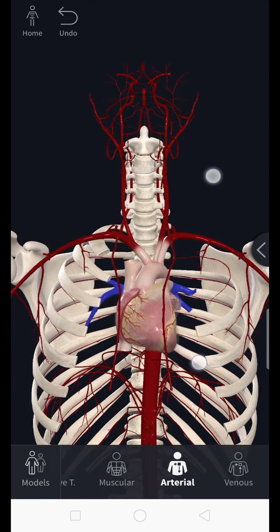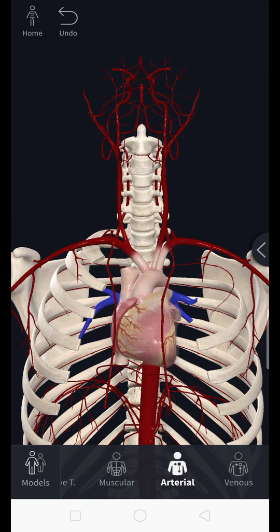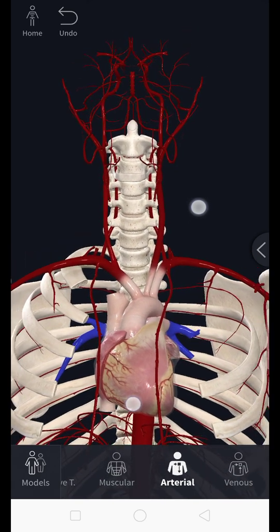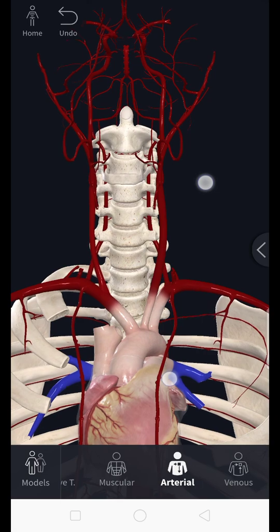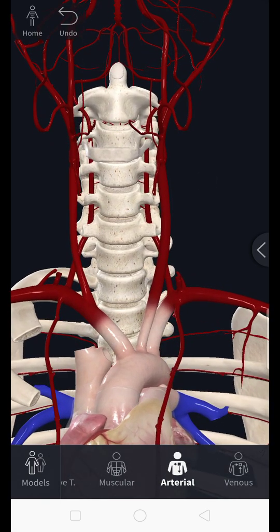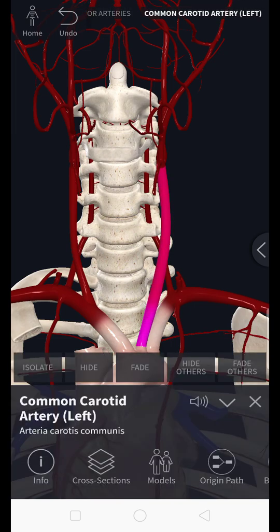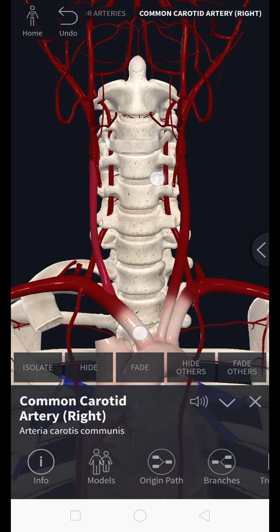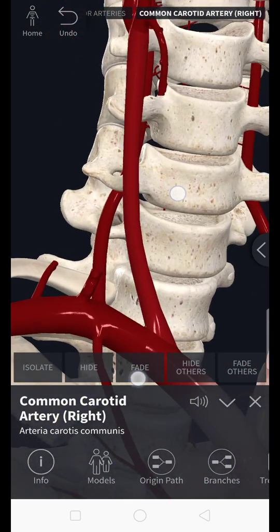Today we will discuss the blood supply of the head and neck region. First of all, the head and neck region is supplied by two major arteries. Number one, common carotid artery. This is the left common carotid artery and this is the right common carotid artery, and another is the vertebral artery.